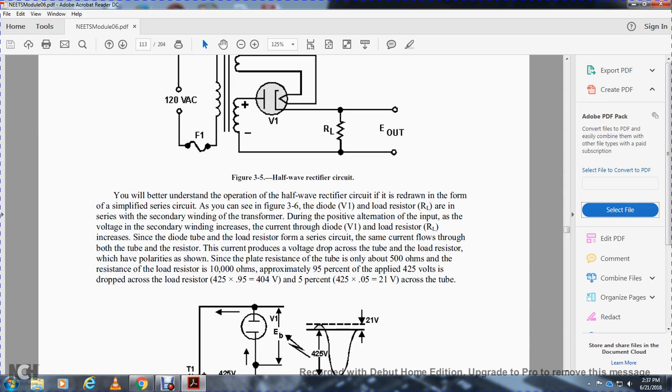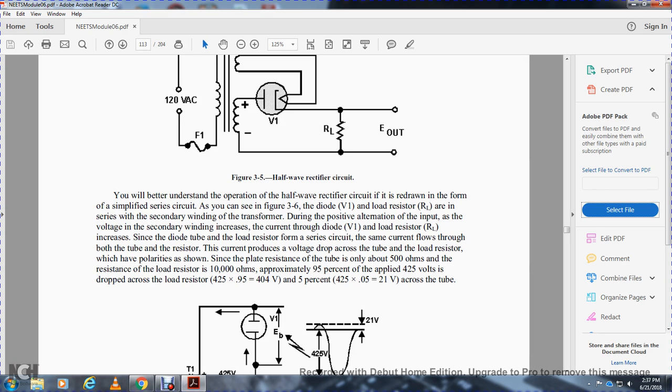As you can see in figure 3.6, the diode V1 and the load resistor are in series with the secondary winding of the transformer. During the positive alternation of the input voltage, the secondary winding drives current through the diode V1 and the load resistor. Since the diode tube and the load resistor are in series, the same current flows through both the tube and the resistor.